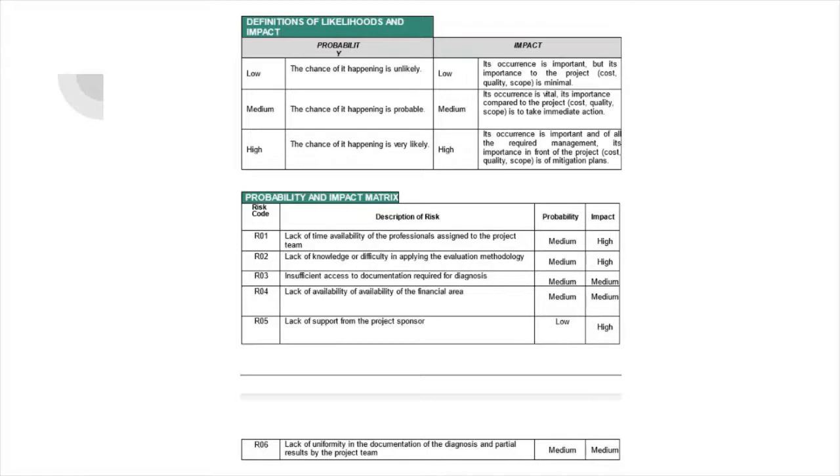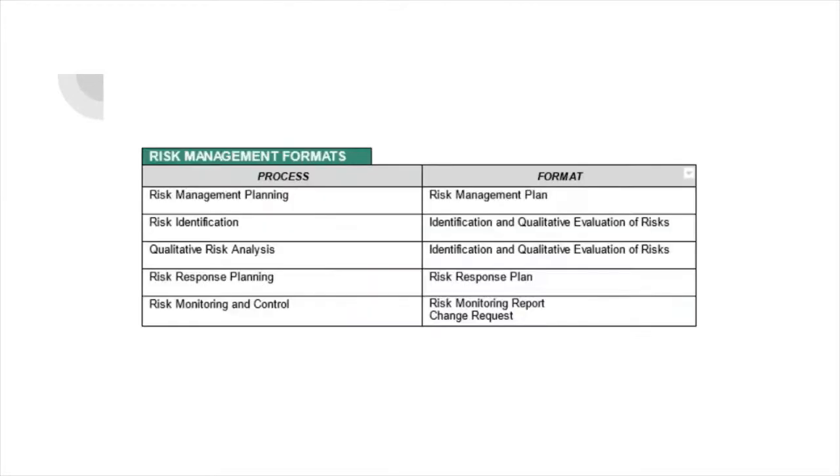Probability medium, impact medium. R04, lack of availability of the financial area. Probability medium, impact medium. R05, lack of support from the project sponsor. Probability low, impact high. R06, lack of uniformity in the documentation of the diagnosis and partial results by the project team. Probability medium, impact medium.